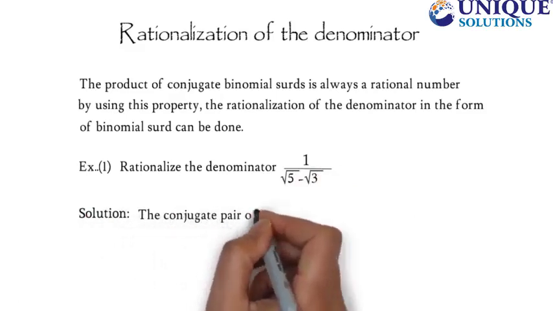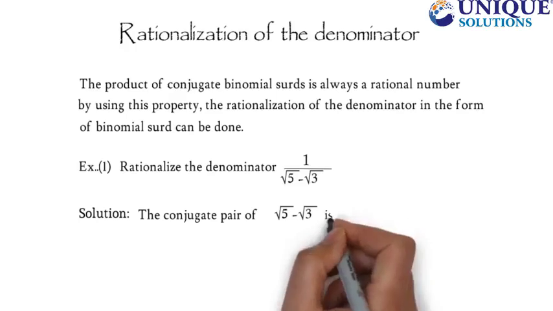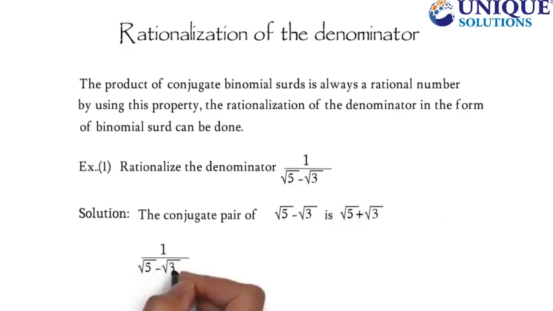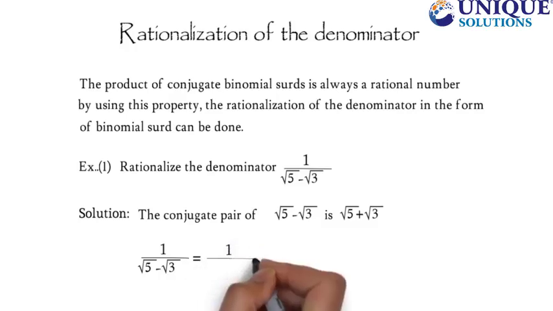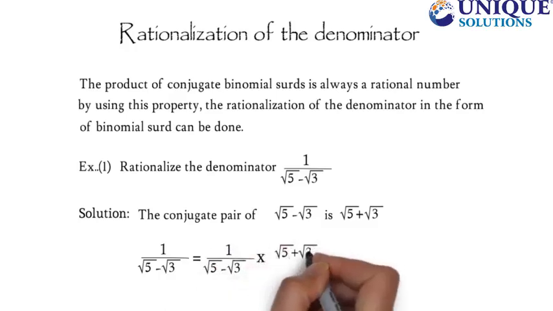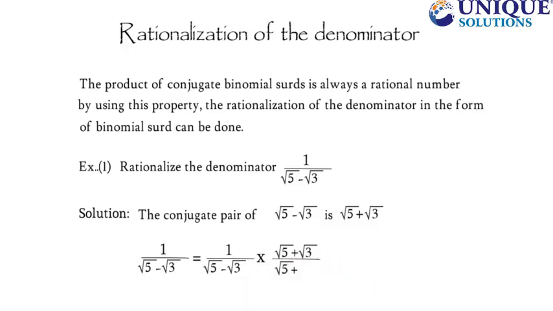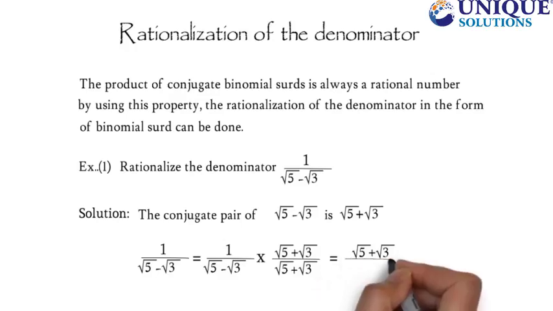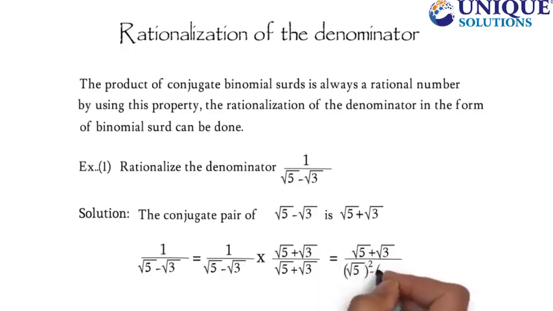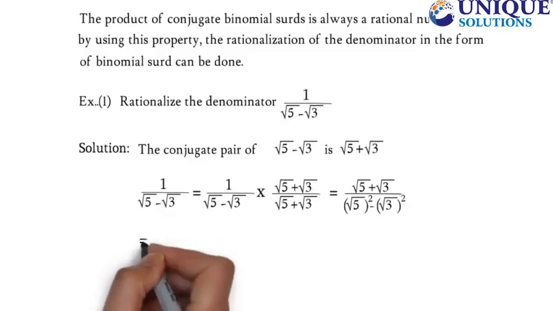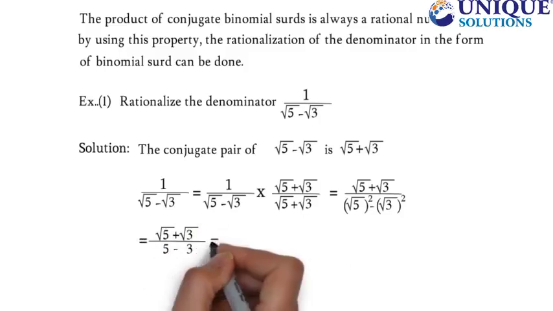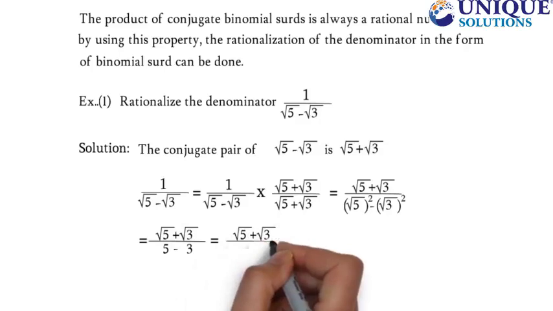Solution. The conjugate pair of square root of 5 minus square root of 3 is square root of 5 plus square root of 3. 1 upon square root of 5 minus square root of 3 is equal to 1 upon square root of 5 minus square root of 3 multiplied by square root of 5 plus square root of 3 upon square root of 5 plus square root of 3, which is equal to square root of 5 plus square root of 3 upon square root of 5 the whole square minus square root of 3 the whole square, which is equal to square root of 5 plus square root of 3 upon 5 minus 3, which is equal to square root of 5 plus square root of 3 upon 2.